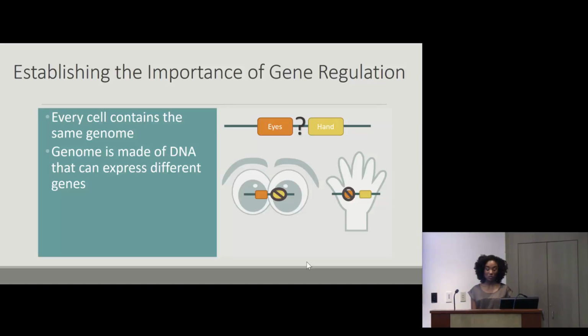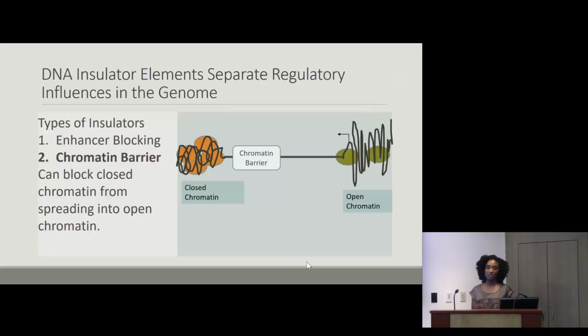So differential gene expression is controlled by DNA regulatory elements. A type of DNA regulatory element is an insulator. And insulators basically just insulate the gene. They allow genes to be expressed without the influence of other genes within the genome. So here we have two types of insulators. You have your enhancer blocking, and then chromatin barrier.